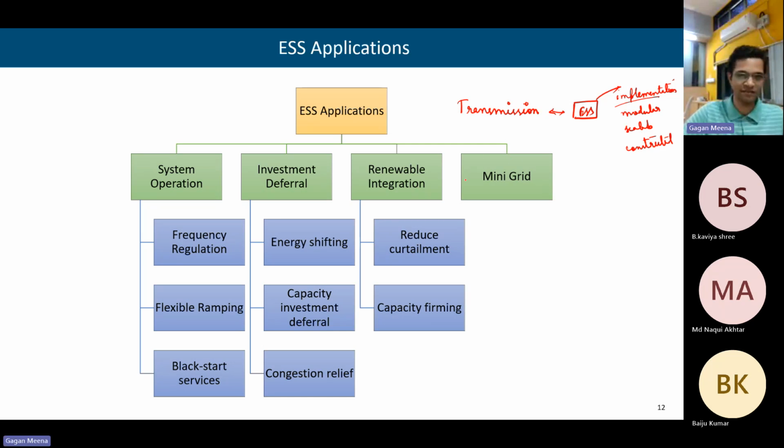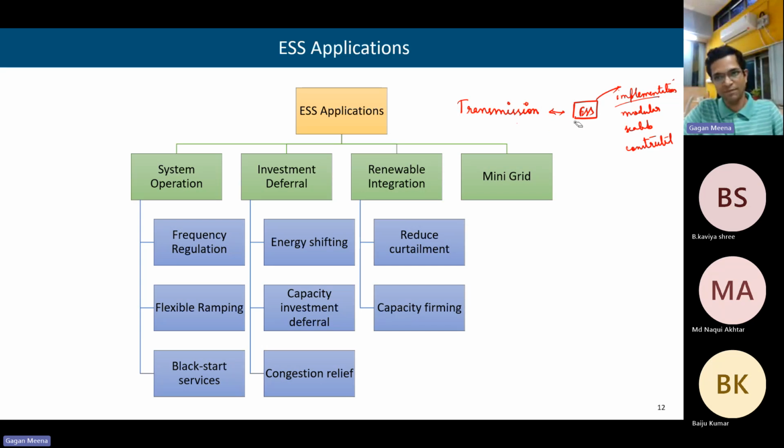We can defer that investment for some time. And apart from that, energy storage can also provide other services, these system operation services. So even when a new transmission line is built, it is not that the energy storage role will be over. Initially, it was built for relieving congestion, but it can provide other services also.